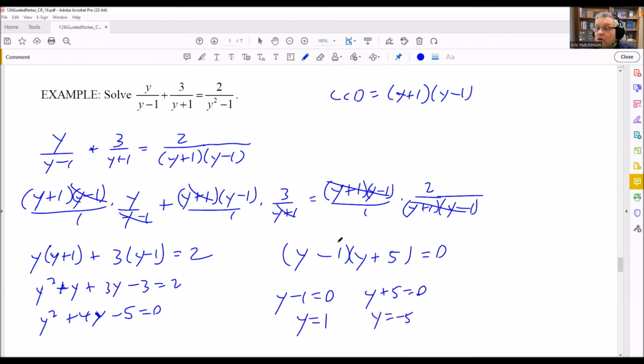Now notice that if I put y equals 1 into here, that does cause division by 0, which means that answer we need to eliminate. Remember to always check your answers, because whatever you put in there can't give division by 0. Negative 5, though, is okay because that doesn't cause division by 0. So this problem only has one solution, y equals negative 5.